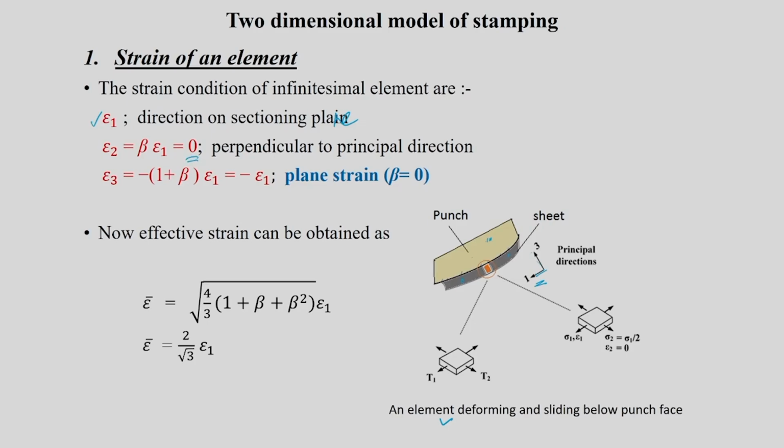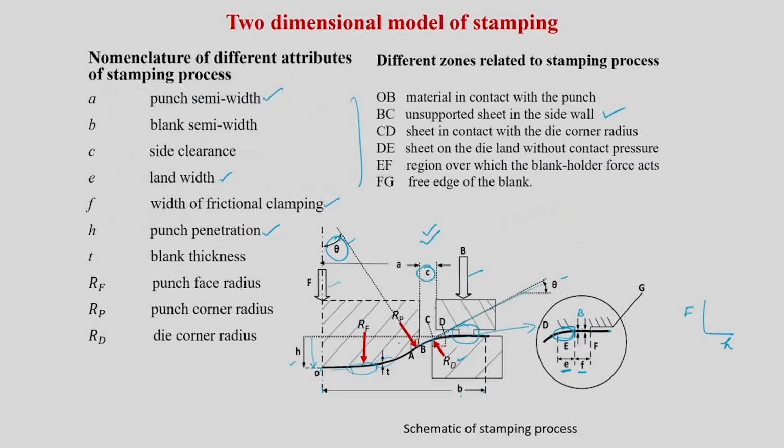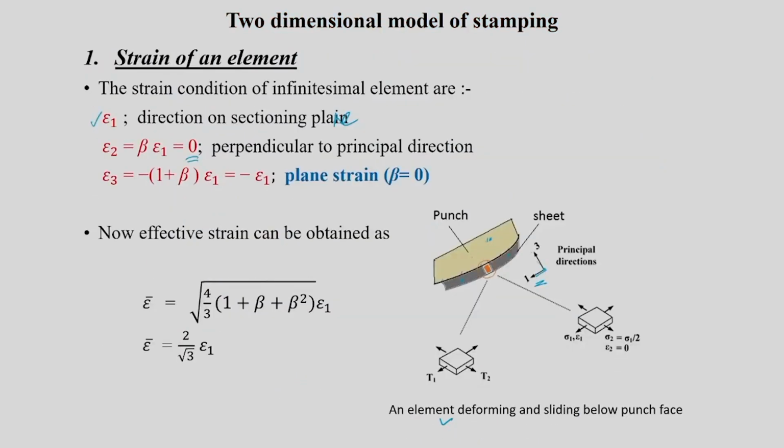So epsilon 2, along this 2 direction, we are going to keep the strain as 0, because the material is actually not constrained in that direction. So you can imagine that this particular section will remain the sectioning plane. You can cut that entire setup at any location, and this situation will remain the same: your punch, die, your sheet. Which means there is no constraint for the sheet to deform in the 2 direction. So you can call that perpendicular to the principal direction. We are going to call this 0. This is an important one for us.